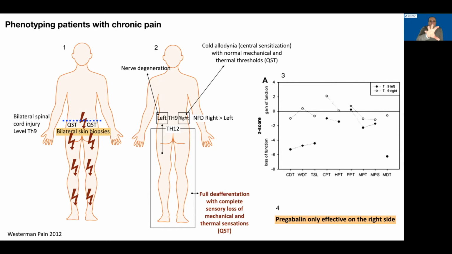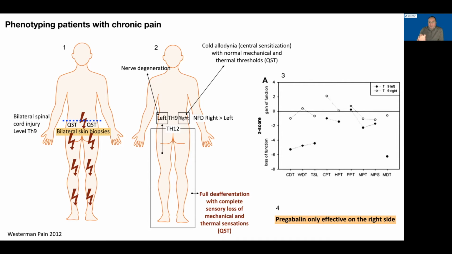I show you that at number 2 in the middle figure, you can see that on the left, in the left leg and both legs, they had full denervation with complete sensory loss of mechanical and thermal sensation. That's because of the spinal cord damage. But a little bit above that level, at the level of thoracic 9, also on the left side, they showed denervation with full loss of sensation, so no sensations whatsoever.